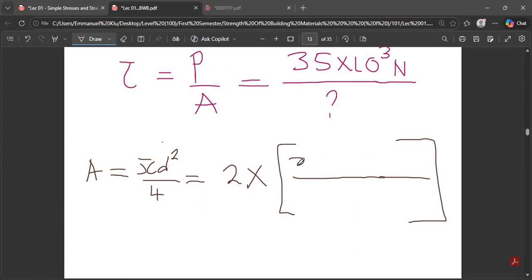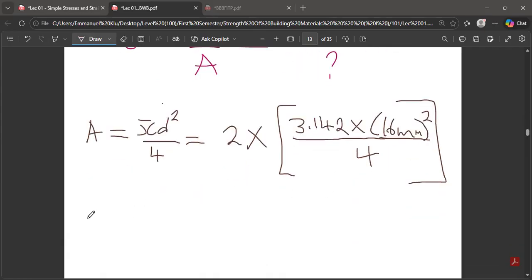And we are doing that because the rivets are 2. So the pi we are using is 3.142, times the D, and the D is 16 millimeters, all squared, all over 4. So someone should quickly tell me the answer. So what is the formula for our A?